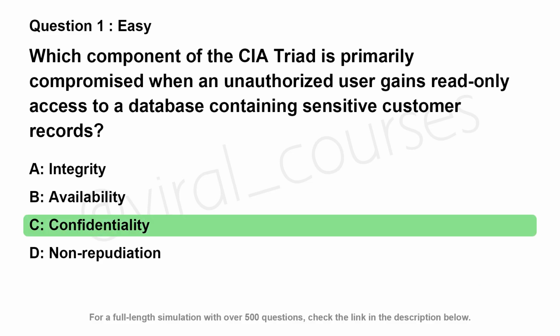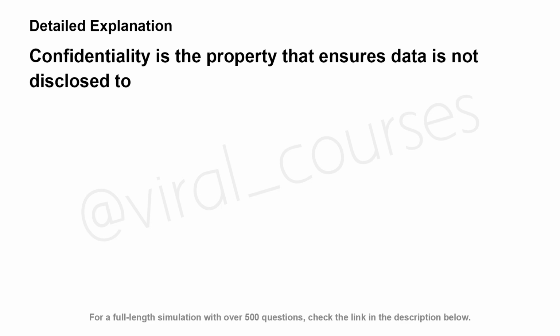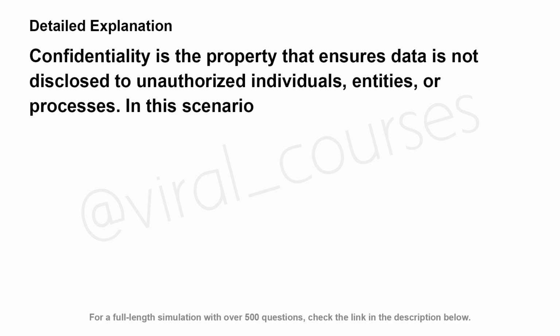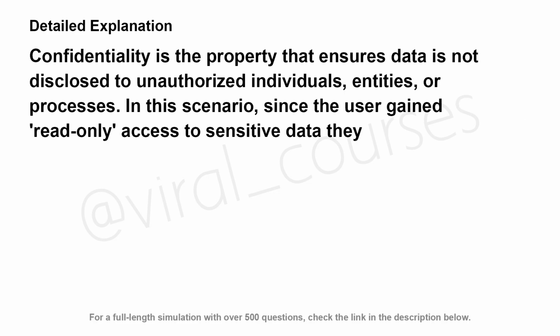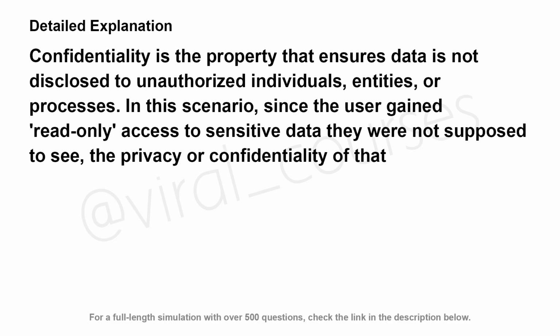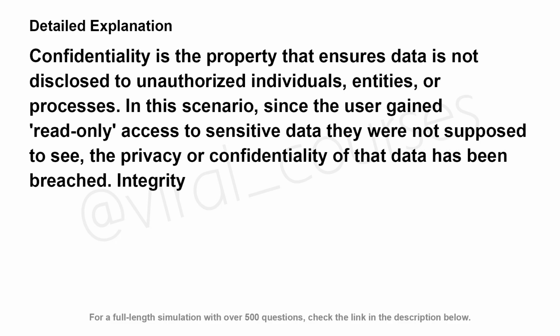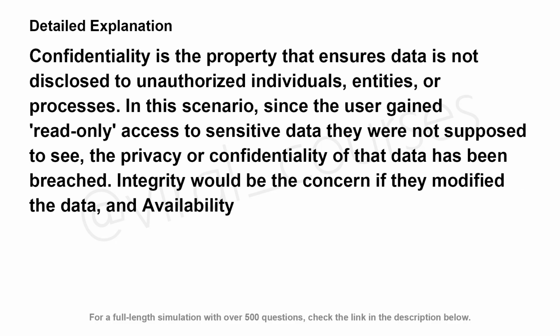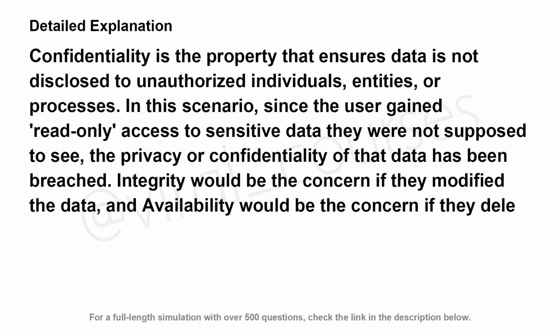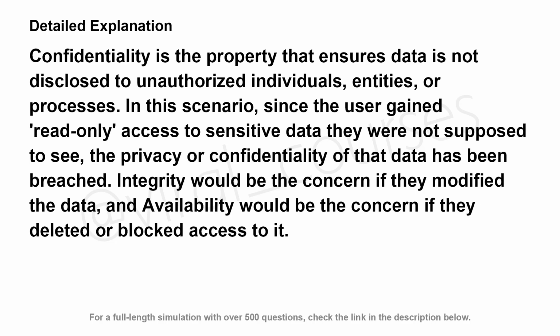The correct answer is C. Confidentiality is the property that ensures data is not disclosed to unauthorized individuals, entities, or processes. In this scenario, since the user gained read-only access to sensitive data they were not supposed to see, the privacy or confidentiality of that data has been breached. Integrity would be the concern if they modified the data, and availability would be the concern if they deleted or blocked access to it.